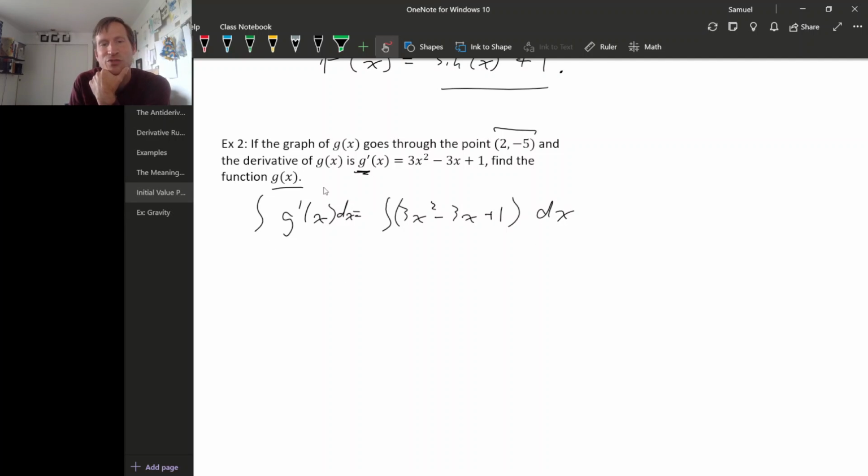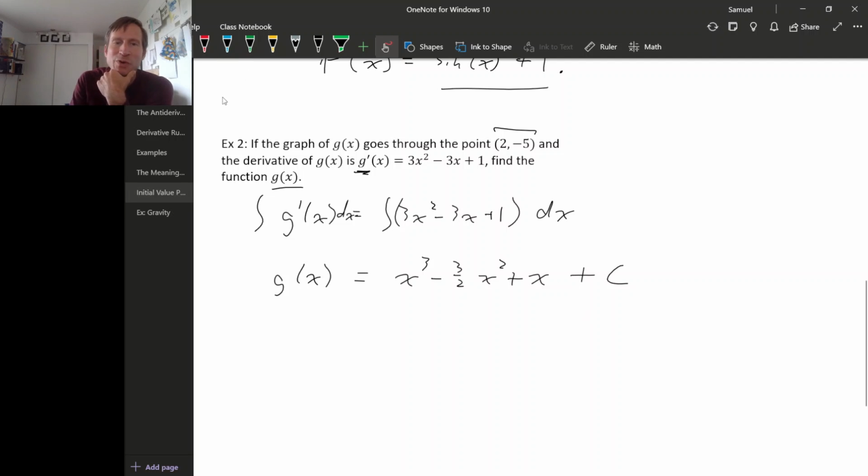Okay, well, the antiderivative of g prime is g of x. And now we can write down the antiderivative of 3x squared minus 3x plus 1. So that's x cubed minus 3 halves x squared plus x plus a constant.